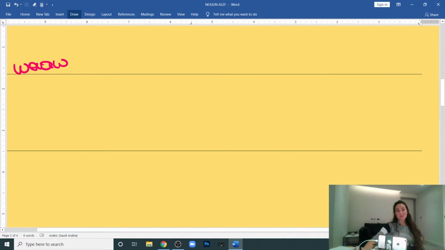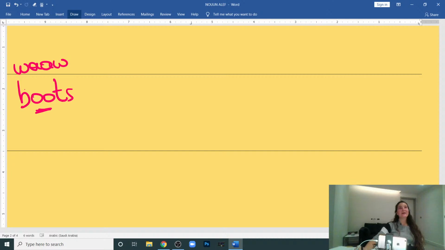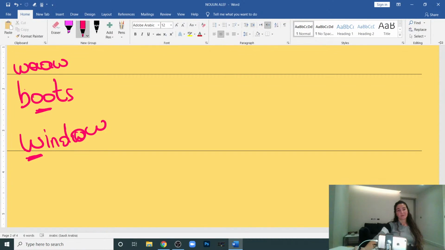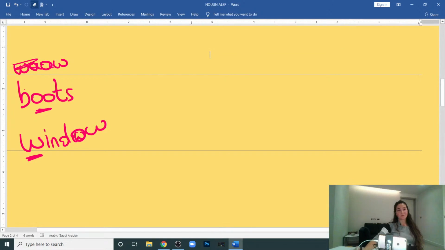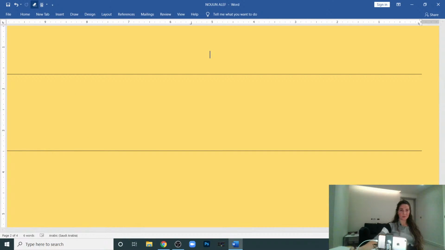It also has two sounds. It can be "oo", as in boots, and it can be "w", as in window. So the sound is like the W in English or the oo in English. Boots or window. Write these words as well, so you don't forget. Wow sounds like an oo or a W, it depends on the word. As I say, the more words you know, the more you can guess how to pronounce it.